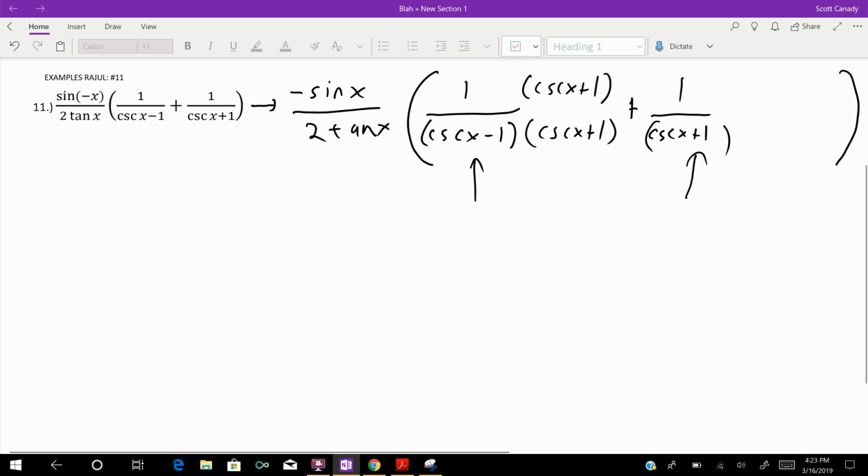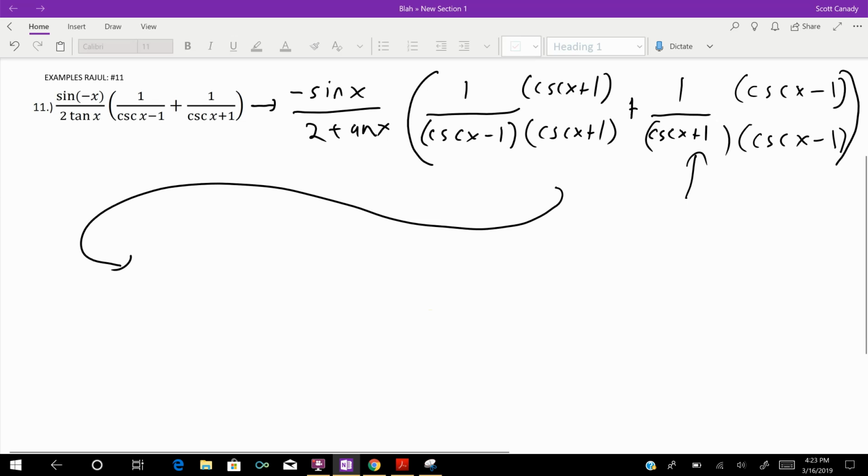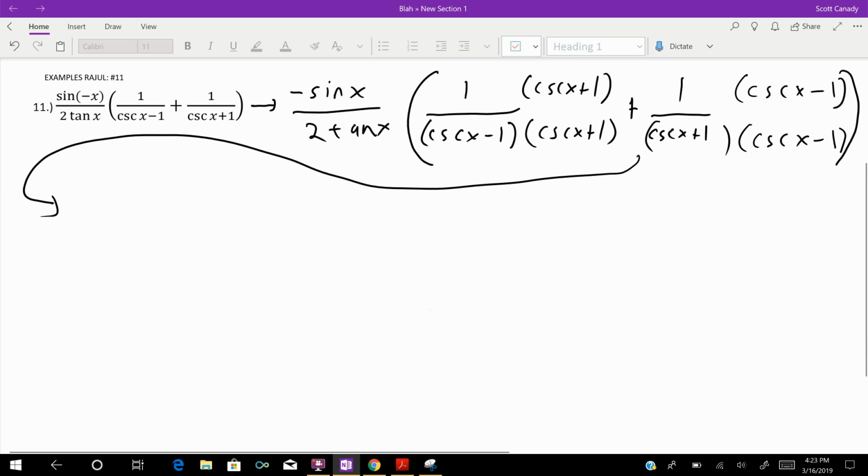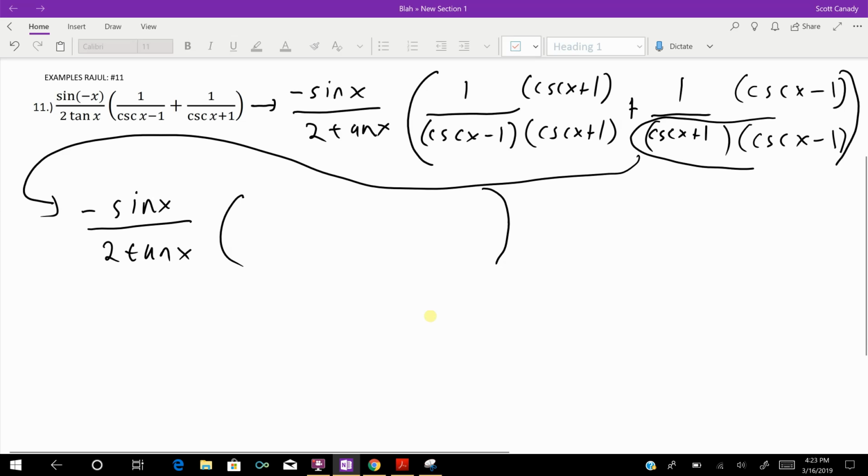Now we're going to take a look at this guy and ask ourselves what's missing there. And what's missing on this side is cosecant of x minus 1. So we're going to multiply by cosecant of x minus 1 over cosecant of x minus 1. All right. We're ready for our next step. I need to have a lot of room for this problem, so I want to make sure that I don't skimp on that. So let's write that left part out there, that negative sine of x over 2 tangent of x. And now we're going to simplify that fraction there. So the denominators are the same, so we can have one single fraction. So we're going to write that denominator down. Cosecant of x plus 1 times cosecant of x minus 1.